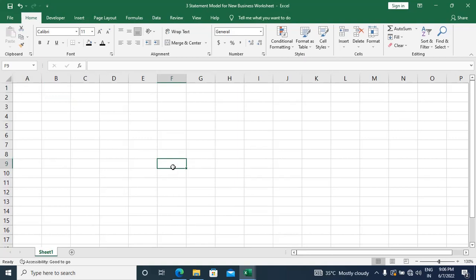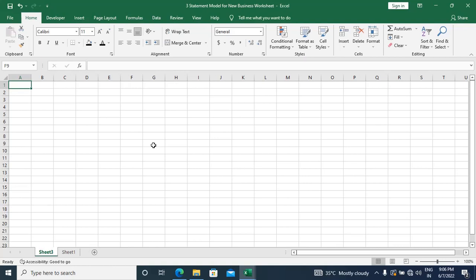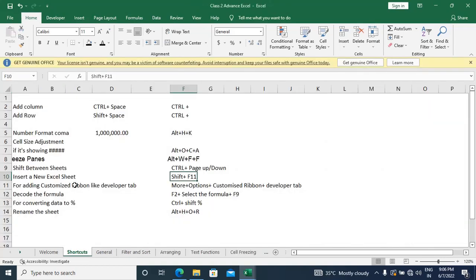So you will just anywhere in the Excel press Shift F11, Shift F11, Shift F11. So like that. Now how can you rename these sheets? You can manually do it as you used to do, but there is also a shortcut which I have already shared with all of you. How to rename the sheet? Alt H O R. By pressing Alt H O R.